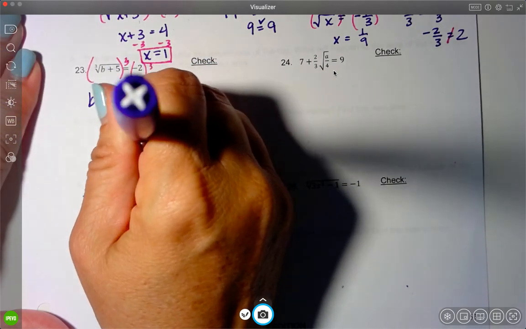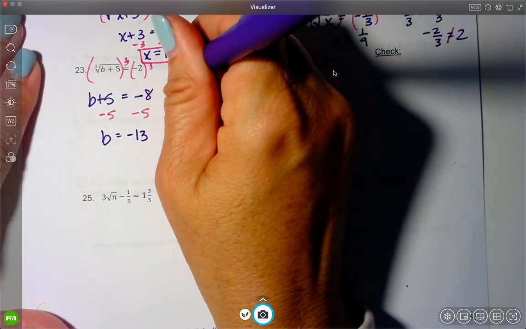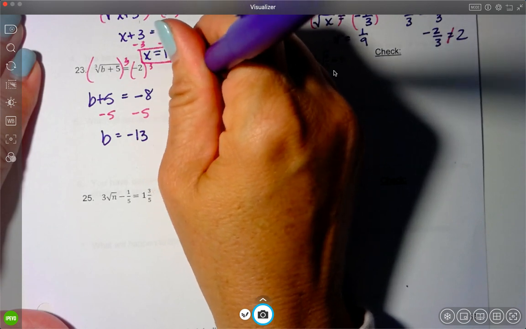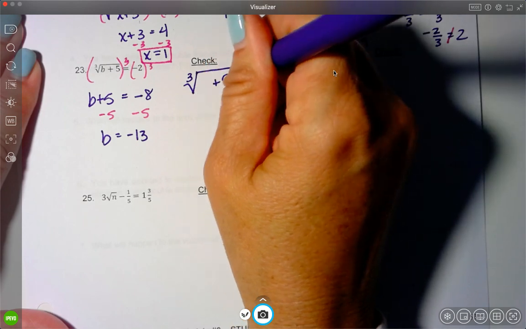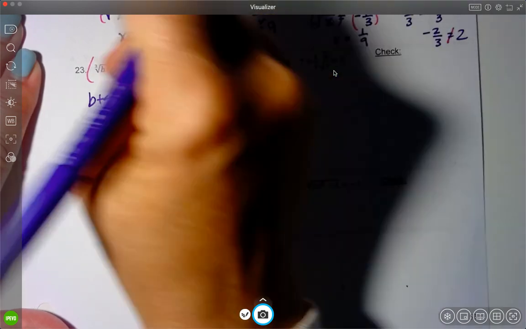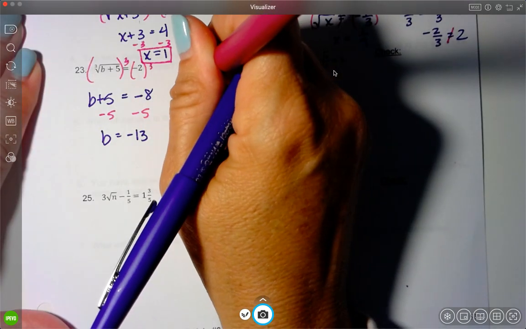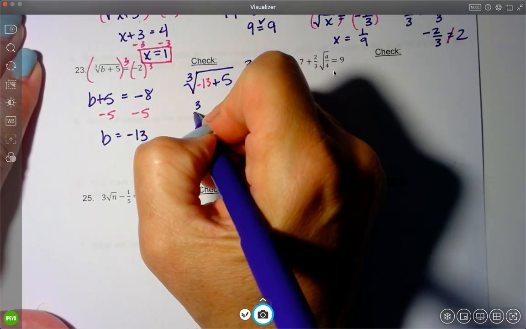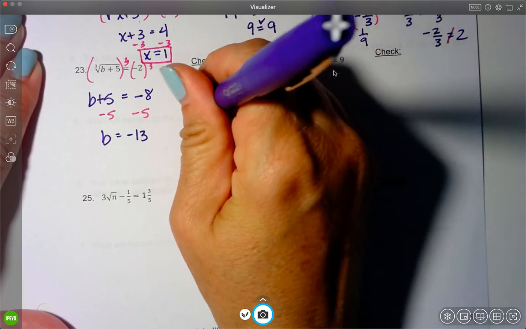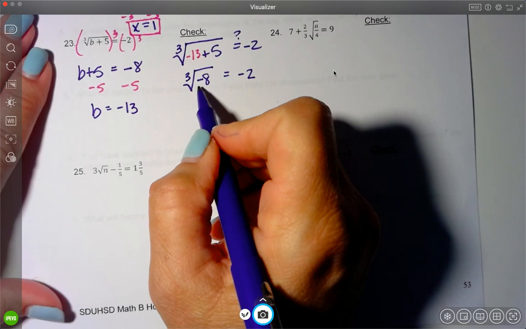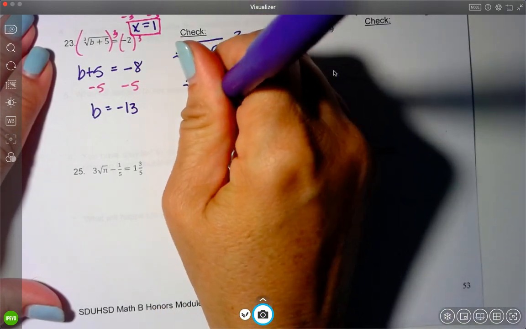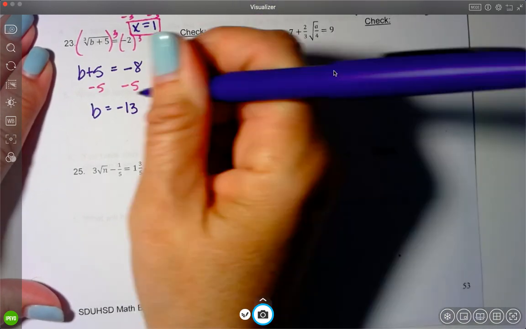So I want to go ahead and check it. So I have cube root of negative 13 plus 5. And I want to know if that equals negative 2. Okay, so I have cube root of negative 13 plus 5 is negative 8. And we already know that the cube root of negative 8 is negative 2. So since that works out, then this is my solution.